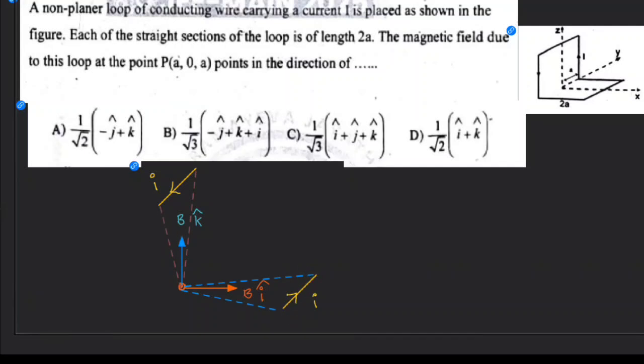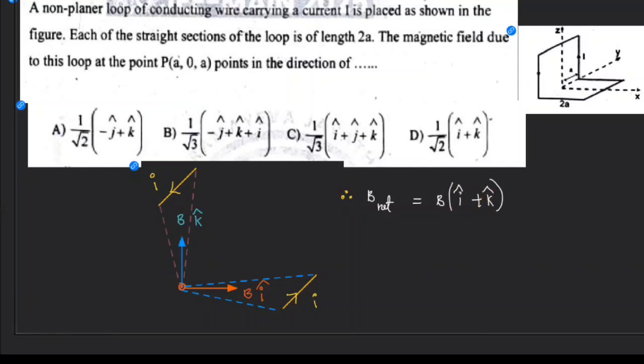Therefore the net magnetic field is B net is equal to B of (I cap plus K cap).